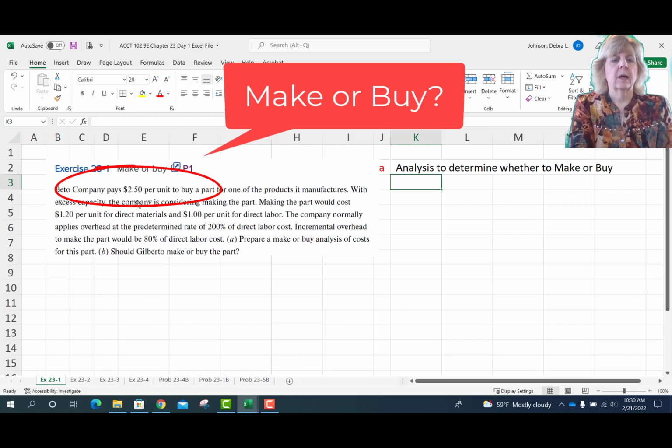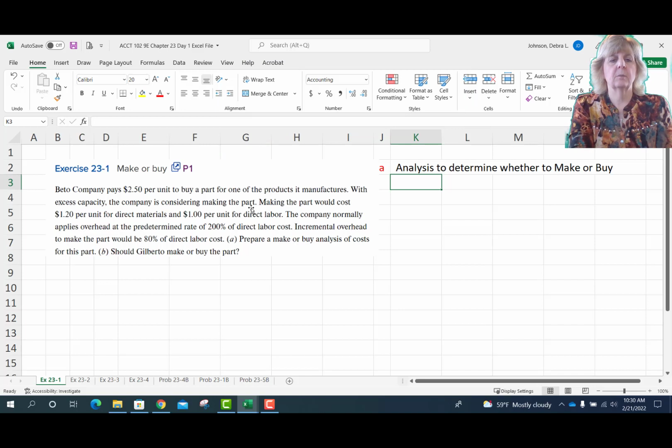With the excess capacity, the company is considering making the part. Okay, stop. One thing that needs to be in place when you decide to make a part is that you have the capacity to actually make it. If your manufacturing floor is 100% taken up with other profit-making items, then this wouldn't even be an alternative. So the reason that they mention capacity here is so that you know that the manufacturing entity has the space to make the part.